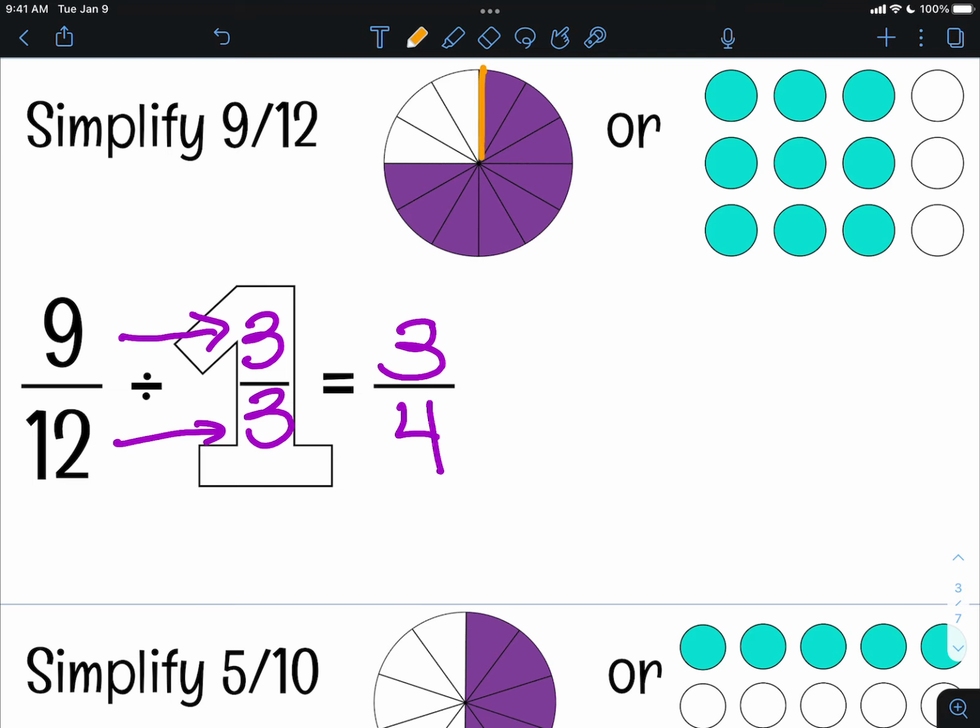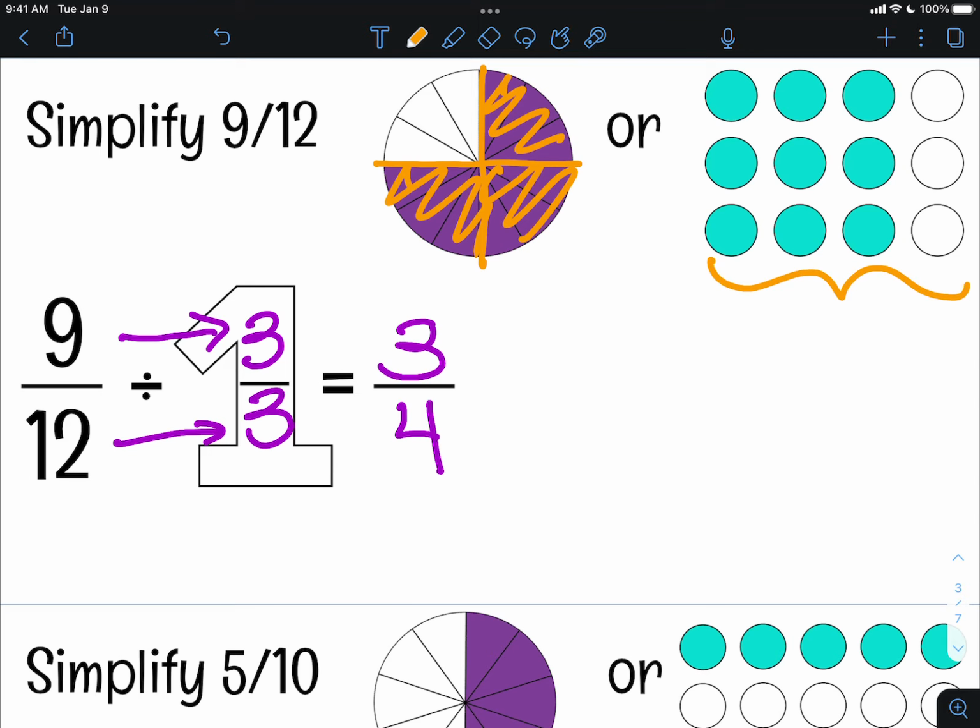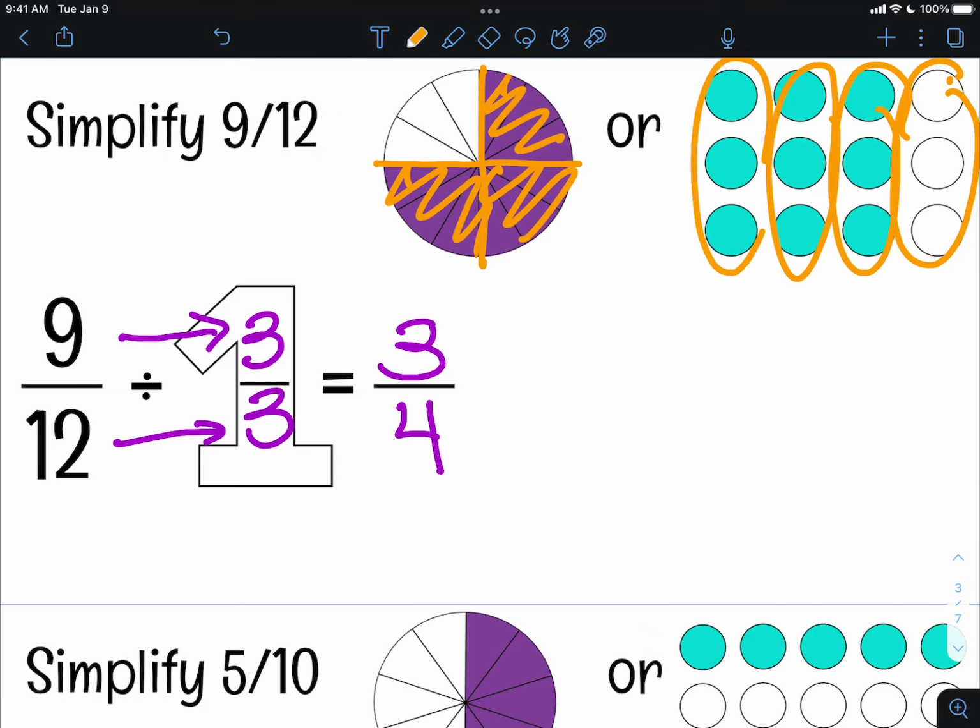If we were to split this circle into only 4 pieces, 3 of them are shaded in. So it's the same thing. And for this picture here, 9 of the 12 circles are shaded in, but also 3 out of every 4 are shaded in. Or we could also split it up too like this. And if we make 4 groups, 3 of the 4 groups are shaded in.